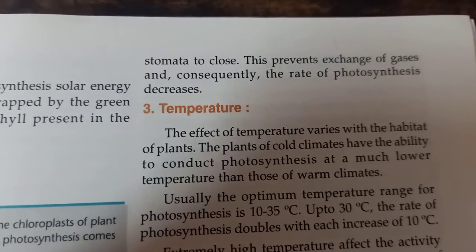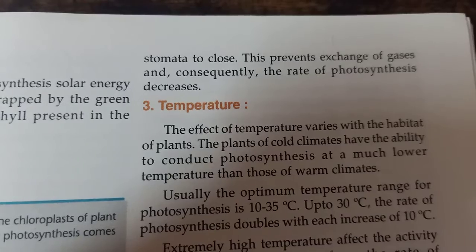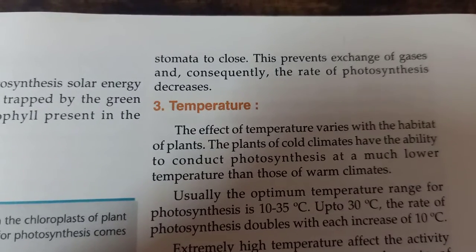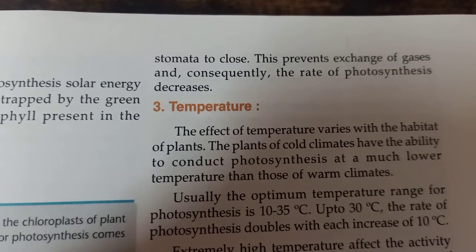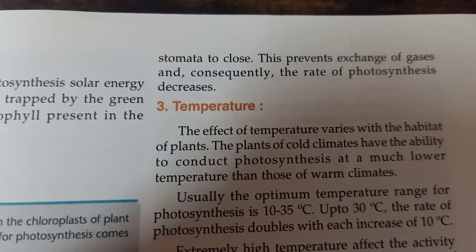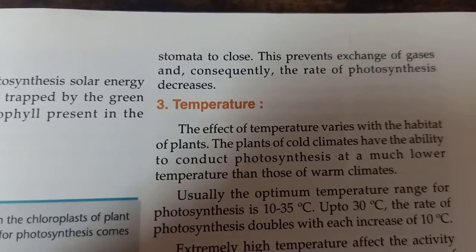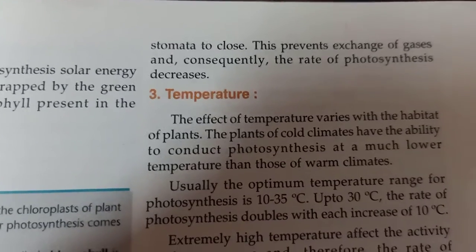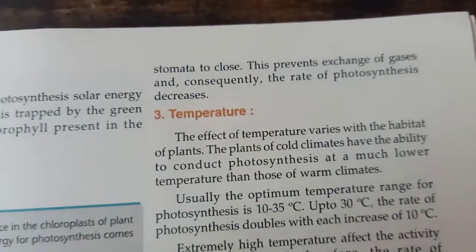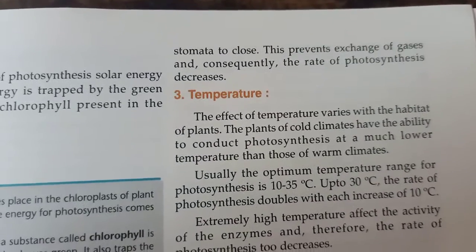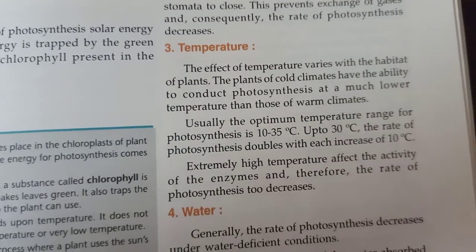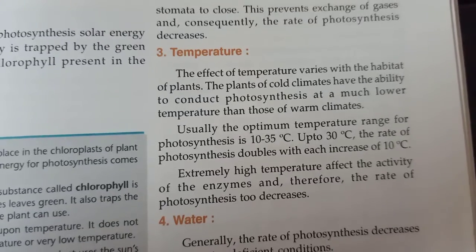So children, if the concentration of carbon dioxide is high, the stomata of the leaves close. Because of this closing of the stomata, the exchange of gases is prevented, and as a result the rate of photosynthesis decreases. Now we see the third point, that is temperature.